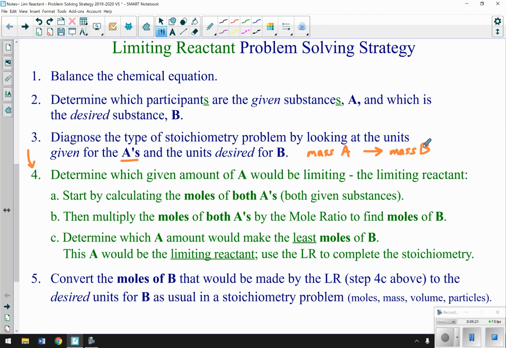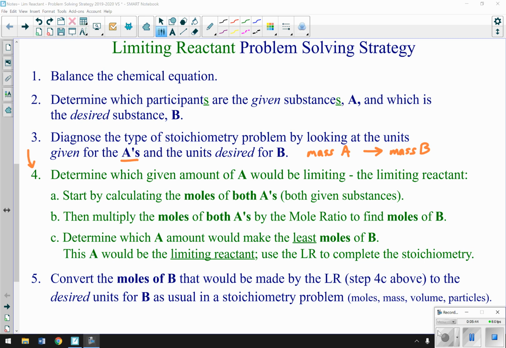Stoichiometry problem. Okay, step 4. Well, as we said, the limiting reactant is the substance that determines the amount of B that's made. So how do you determine which given amount of A would be the limiting reactant? Well, here's how we're going to do it.